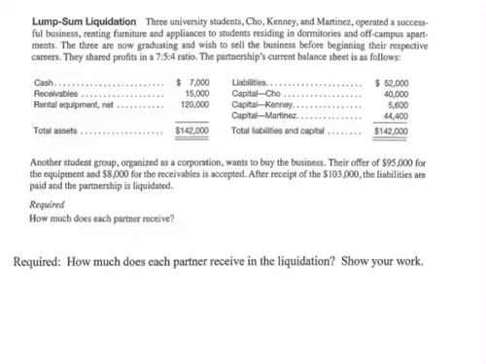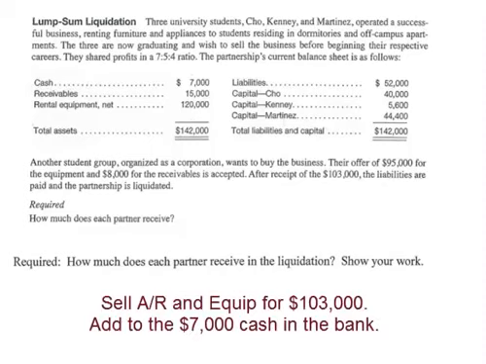All right, so they're selling out the business. So let's read that paragraph. The offer this other group of students is making is $95,000 for the equipment and $8,000 for the receivables. So rather than selling the entire business, we're going to sell the equipment and sell the receivables. So the total cash coming in is $103,000 in addition to the $7,000 cash that's already there.